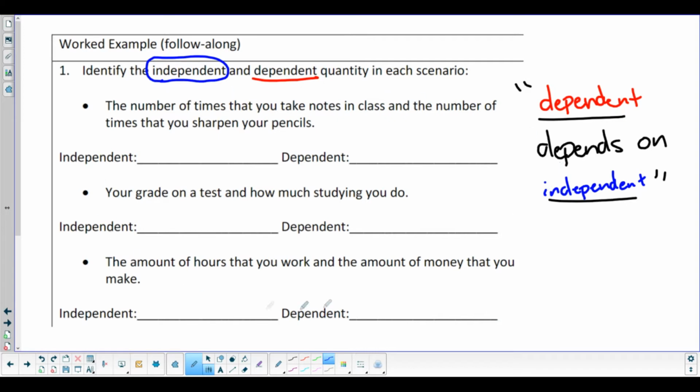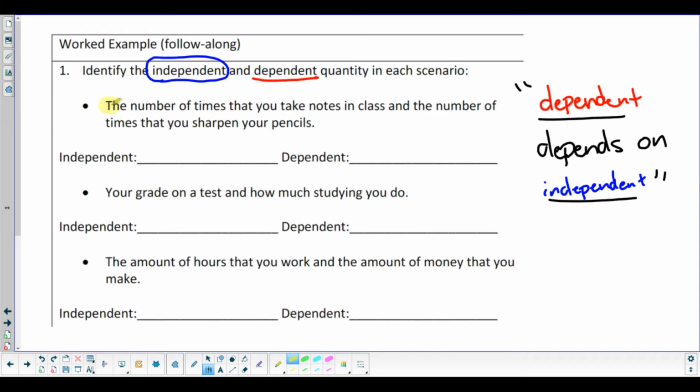In this scenario, all we're going to have to do is look at both of our quantities and figure out which way it works, which one depends on which, and whether or not that makes sense. Okay, so let's read this first problem. We have our two quantities here. I'm going to highlight them.